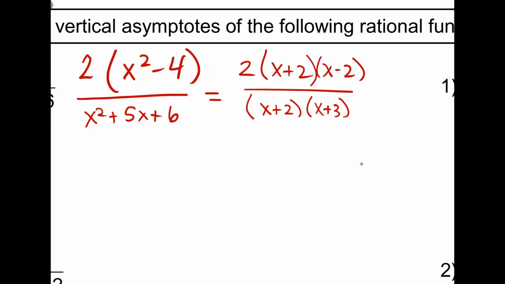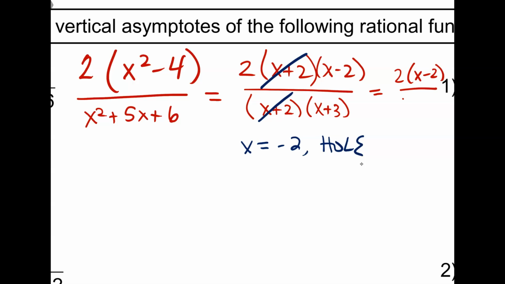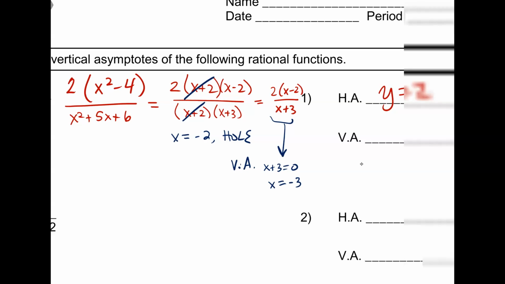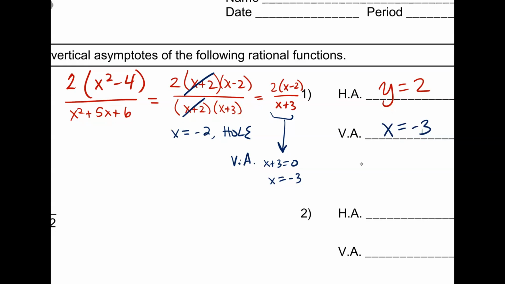So what does this mean for this one factor that is crossed out? This is a hole. So at x equals negative 2, I have a hole. It didn't ask for that, but I'm making sure you understand it. So when I rewrite it, I know that to find the vertical asymptote, I have x plus 3 left. So x plus 3 equals 0, and I have a vertical asymptote at x equals negative 3. It's always the bottom, right? Yes. Perfect.